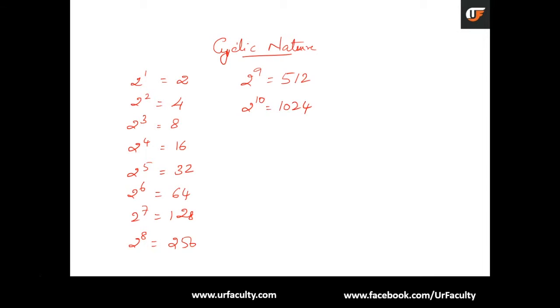Okay. So in all these cases, what do you see? Let's look at the units digits: 2, 4, 8, 6. After that, it's again 2, 4, 8, 6. And again after that, let me draw a line here to explain that to you. It's again 2, 4, 8 and 6. So it goes on. This is why it's called cyclic.